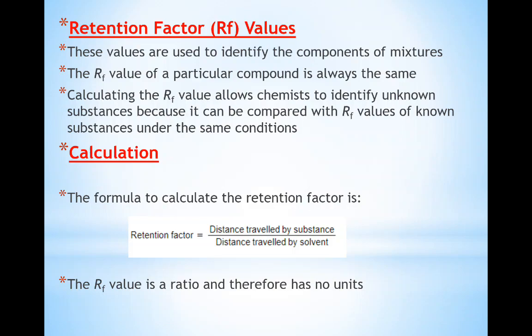Now, retention factor, RF value. These values are used to identify the components of mixtures. The RF value, or the retention factor value of a particular compound, is always the same. Calculating the RF value allows chemists to identify unknown substances because it can be compared with RF values of known substances under the same conditions. The formula for the retention factor is distance traveled by substance divided by distance traveled by solvent. The RF value is a ratio and therefore has no units.